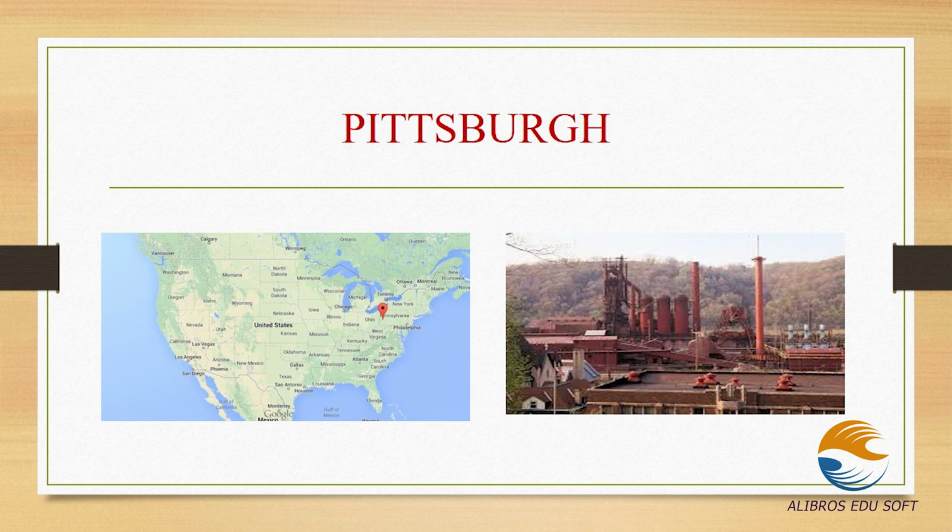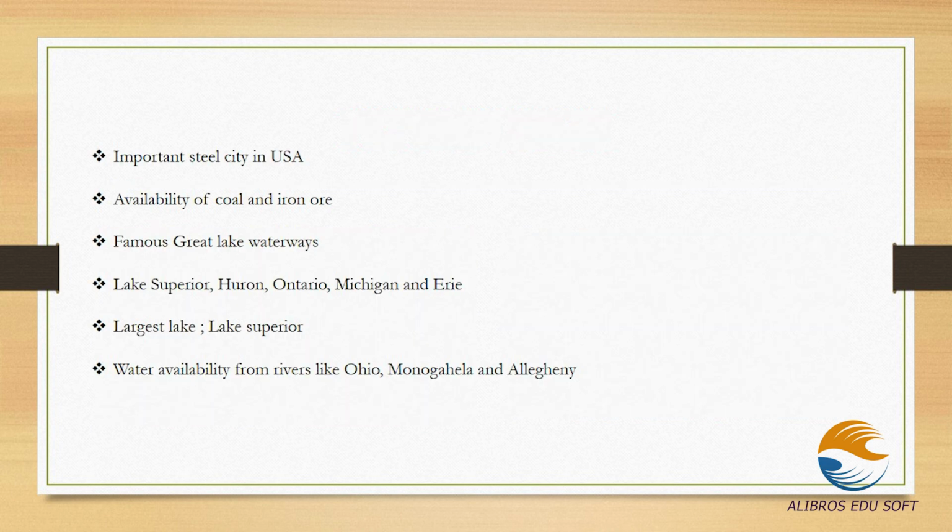You can see the image of Pittsburgh on the map here. In Pittsburgh, the availability of coal and iron ore is high. The Great Lakes waterways are also available, so the shipping route is easier and very helpful for transportation. The famous Great Lakes waterway is seen near Pittsburgh. We know the names of the Great Lakes: Lake Superior, Huron, Ontario, Michigan and Erie. Lake Superior is the largest among the 5 Great Lakes. Water is also available from rivers like the Ohio, Monongahela and Allegheny.